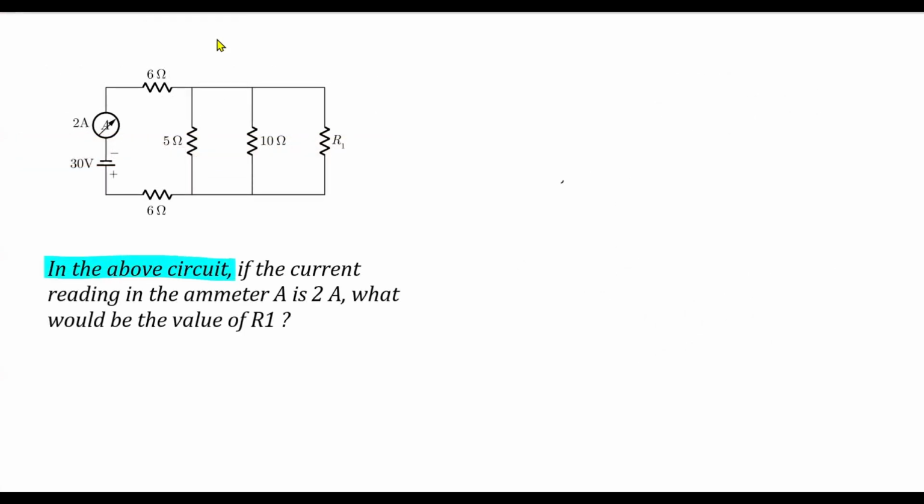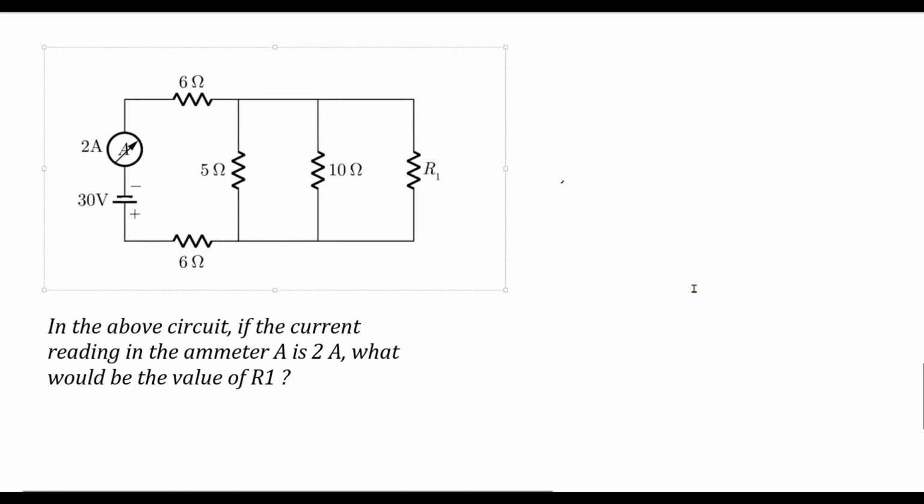So in the above circuit, if the current reading in the ammeter A is 2 A, well, don't get confused. It's not 2 times A, it is 2 ampere, right? What would be the value of R1? This is R1, you have to get the value of R1. I think I should magnify this. The value of R1 is what we have to get.